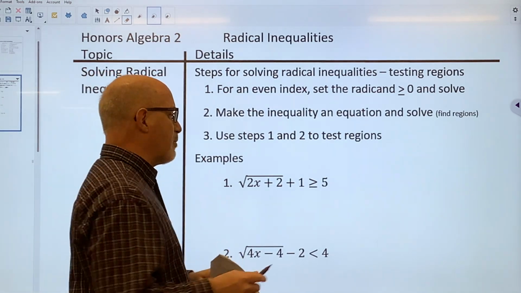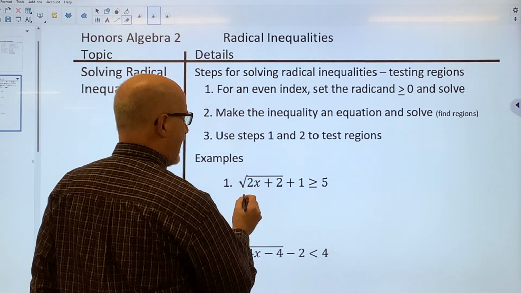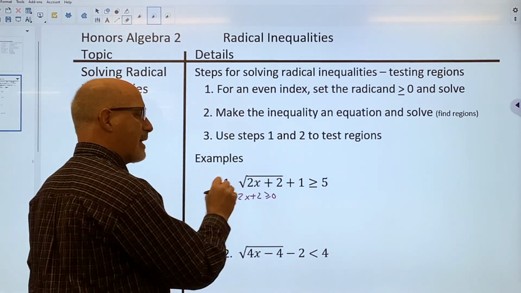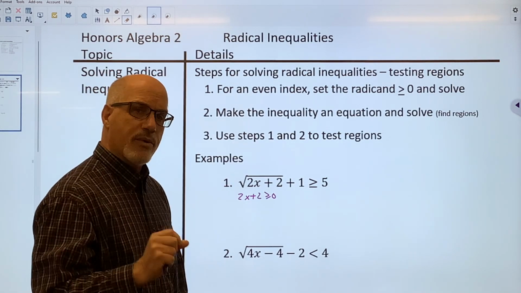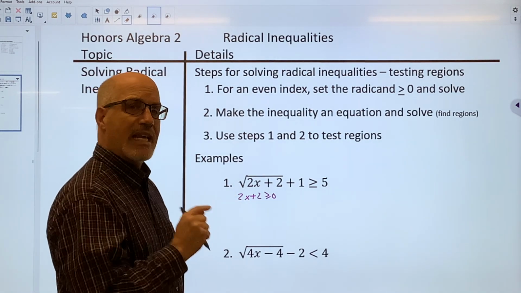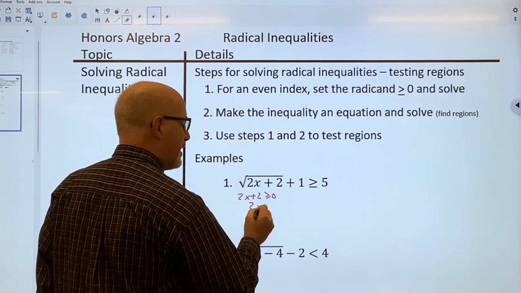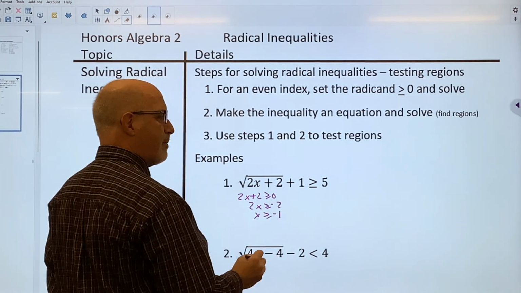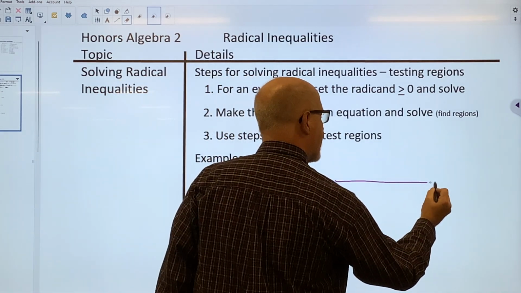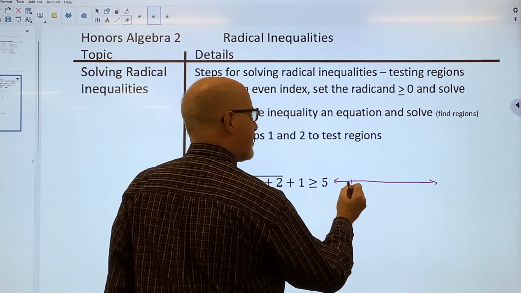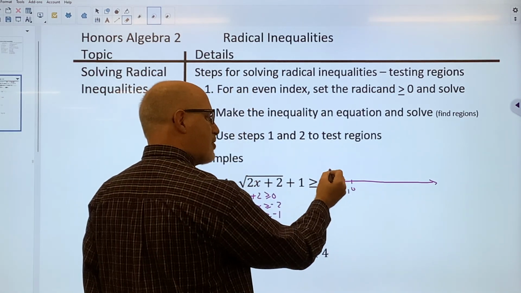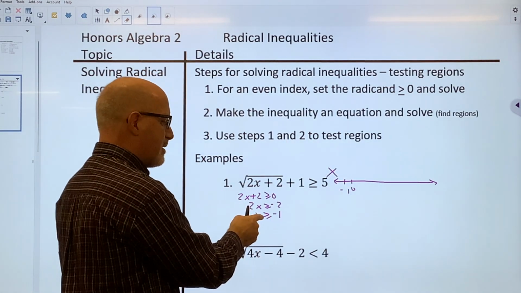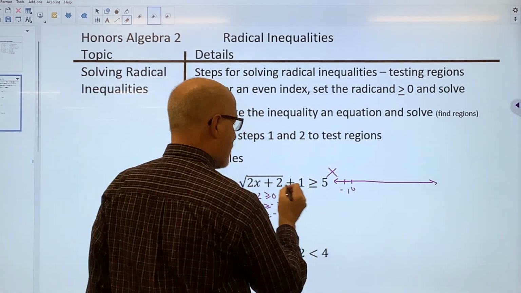So let's try this first example. The first step for this is that we're going to take 2x plus 2 and set that greater than or equal to 0, because it's an even index, it's a square root, so we're going to make sure that our radicand is not negative. Subtract 2 from both sides, divide by 2, and I get x is greater than or equal to -1. So let's go ahead and put a number line here. If here's 0, here's -1, I make sure I recognize that I'm not going to go to the left of -1 because of my radicand. All right, now let's go ahead and solve the equation.